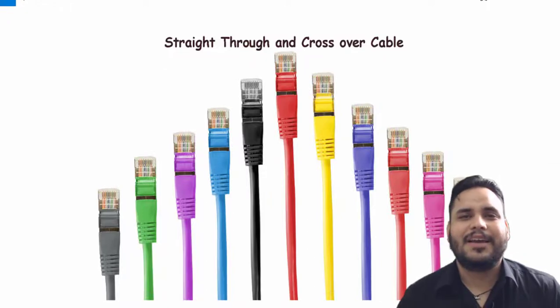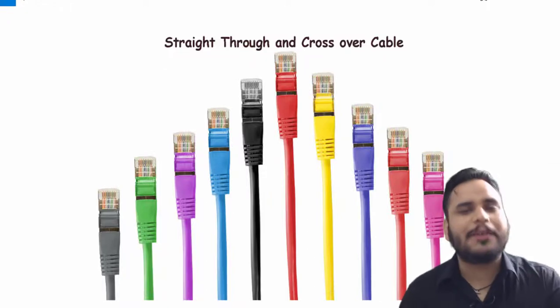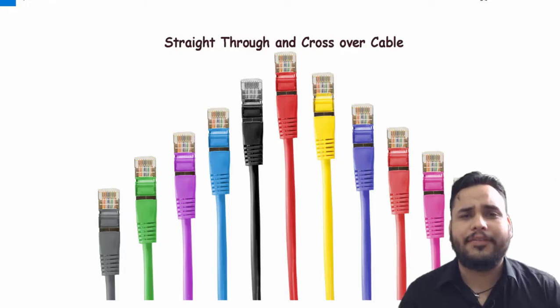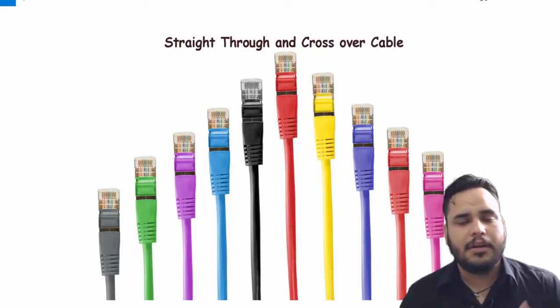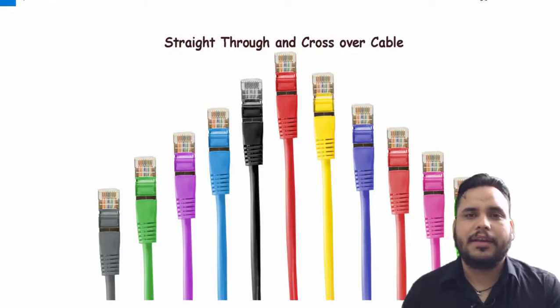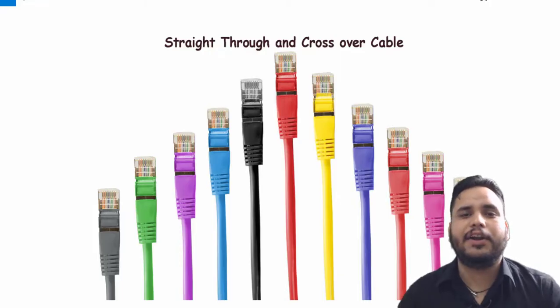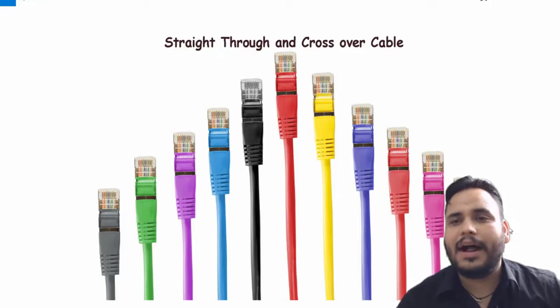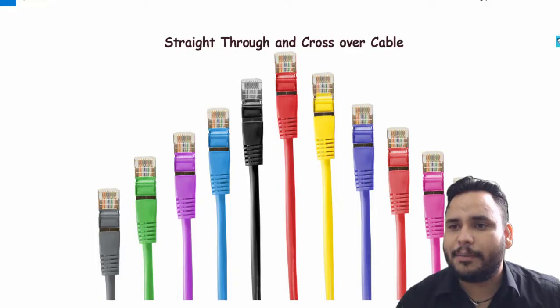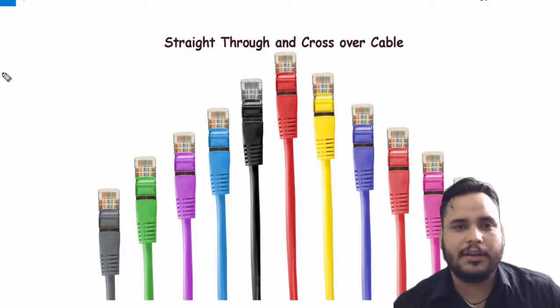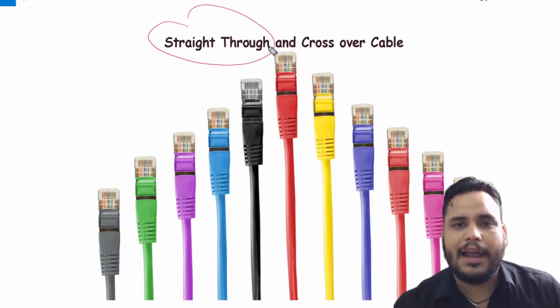Hello friends, our next topic is twisted pair cable. In the last topic we discussed single mode fiber, multi-mode fiber and copper cable. And we discussed that twisted pair cables are twisted with each other. But actually twisted pair cables are divided into two parts, and the parts' names are straight cable and cross cable.